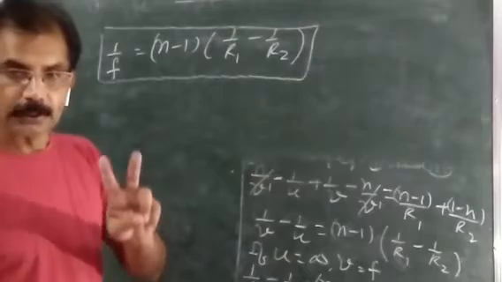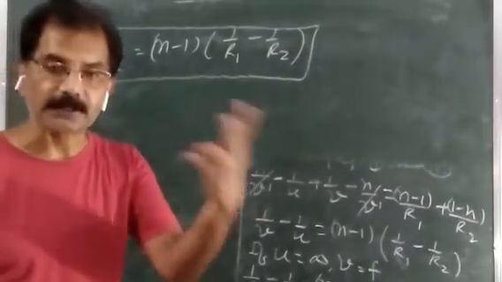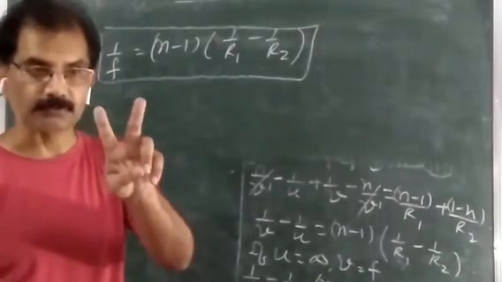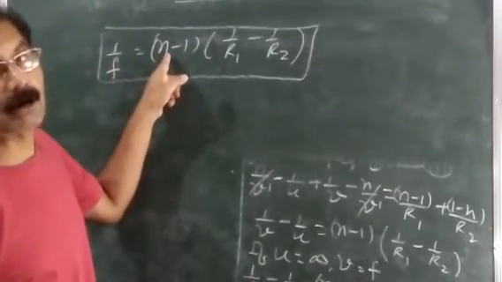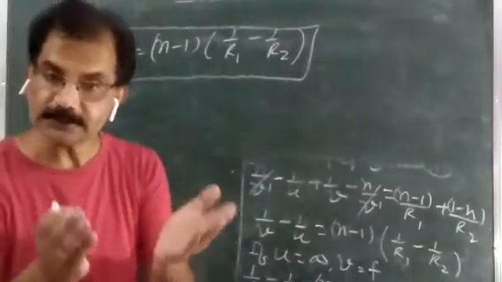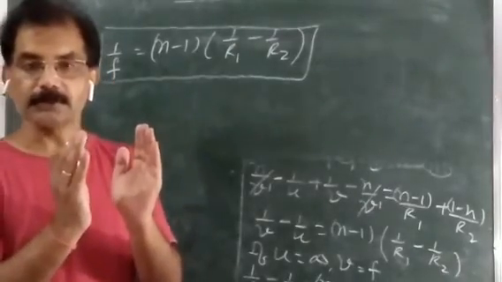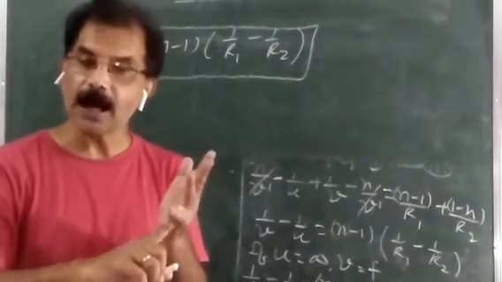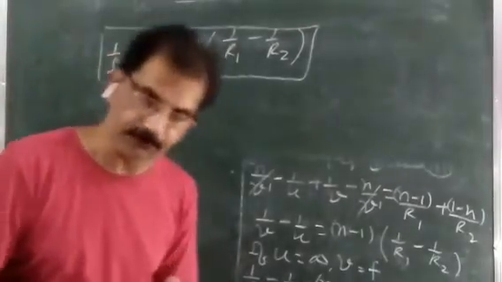Now the question arises here: the focal length of the lens depends on which factors? So the focal length of the lens depends on two factors. First, the focal length depends on the refractive index of the material of the lens as well as the radii of curvature of its spherical surfaces. So dependence of focal length means it depends on the radii of curvature of the spherical surfaces as well as the refractive index of the material of the lens.